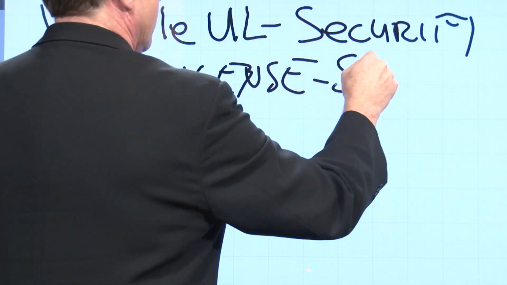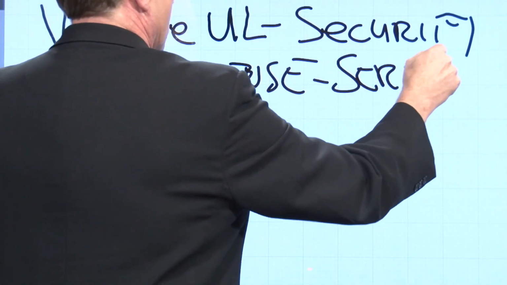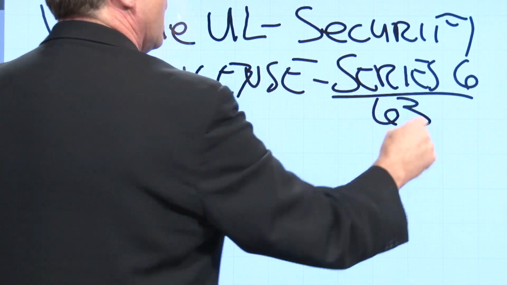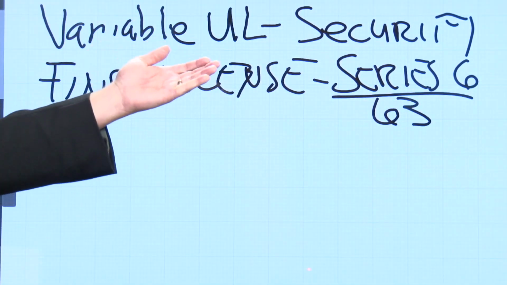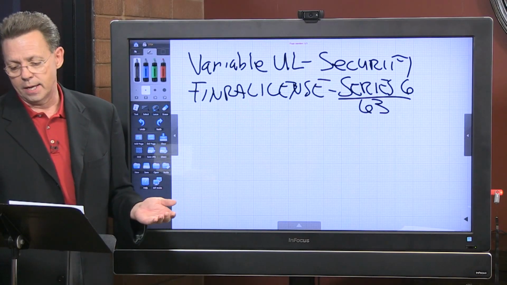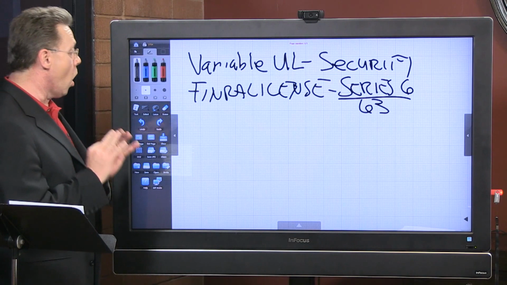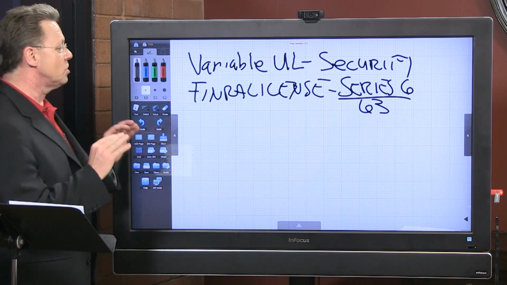Series 6, and whatever state you're in, they're going to ask you for the blue sky as well. You'll need to have your Series 6 and your Series 63. Most states require licensing in all variable products. So you're going to have to check each state.